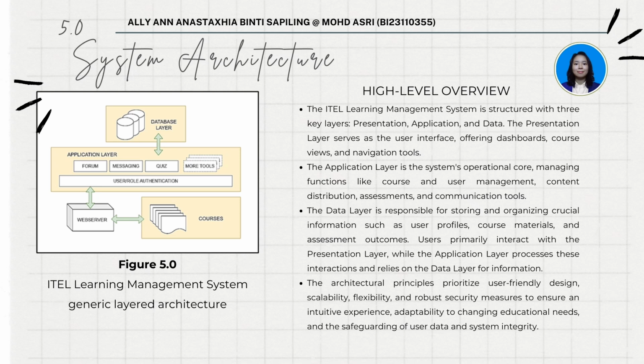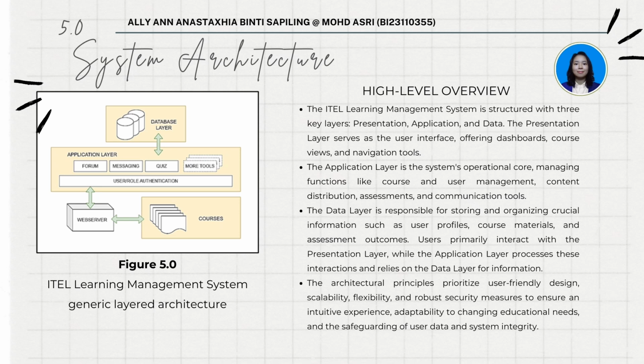The presentation layer serves as the user interface, offering dashboards, course views, and navigation tools. The application layer is the system's operational core, managing functions like course and user management, content distribution, assessments, and communication tools. The data layer is responsible for storing and organizing crucial information such as user profiles, course materials, and assessment outcomes.